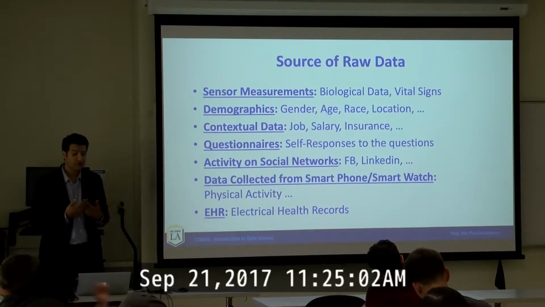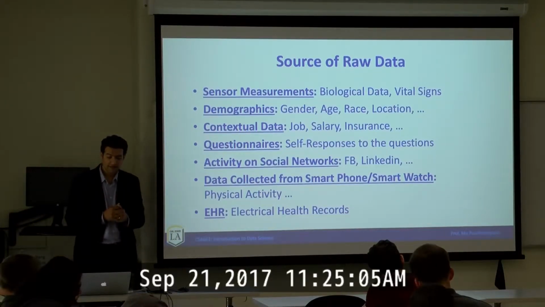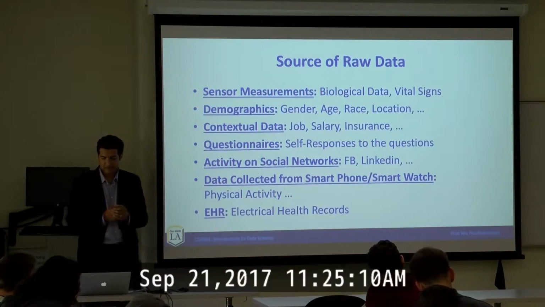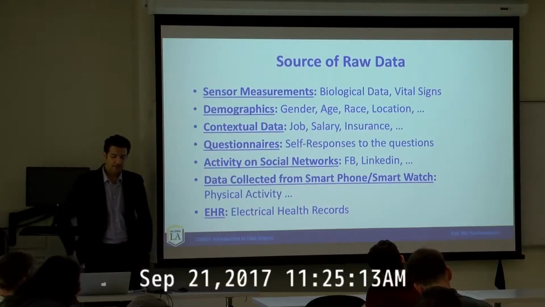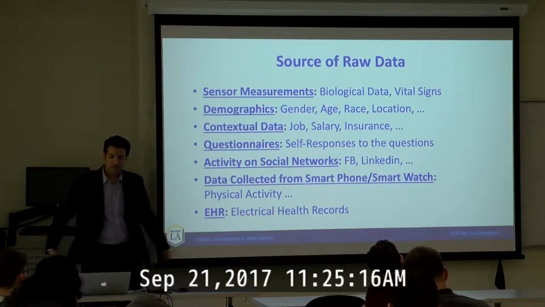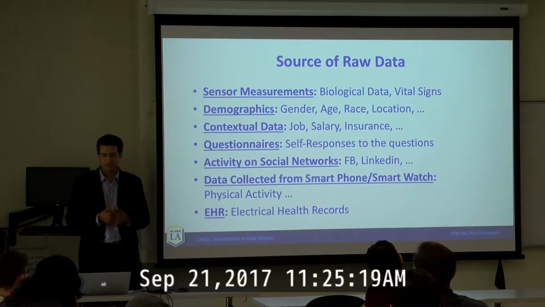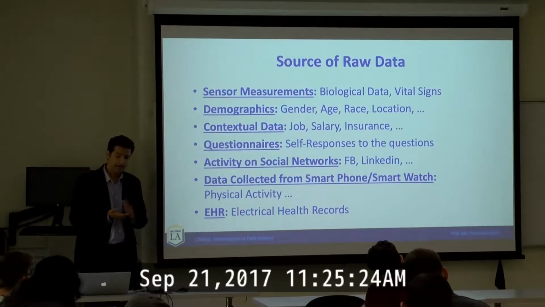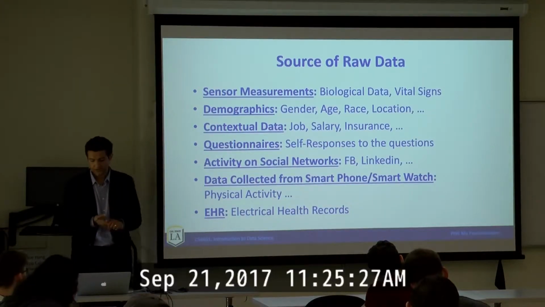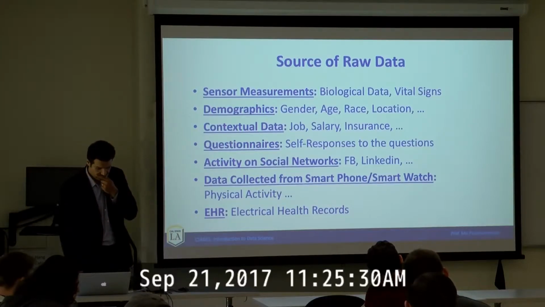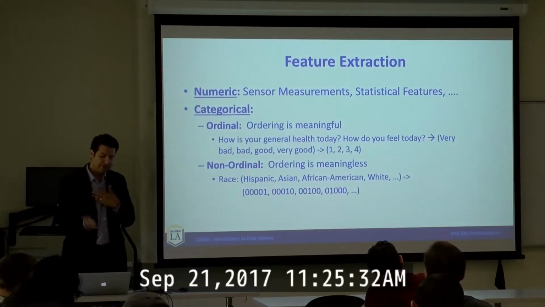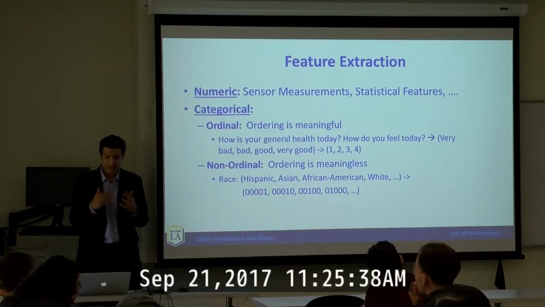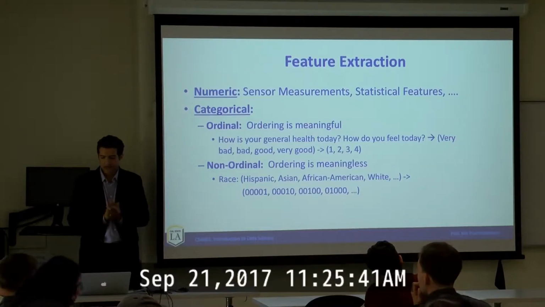Activity on social networks can give us some information about patient's health condition, and also data collected from a smartphone, a smartwatch, like physical activity, and electronic health records that we have from each patient in the hospital. So these are different sources of data that we can use in our artificial intelligence method, in our machine learning algorithms to perform prediction. Of course, data can be in the form of numerical or categorical. Again, we don't have time to talk about all of these details.